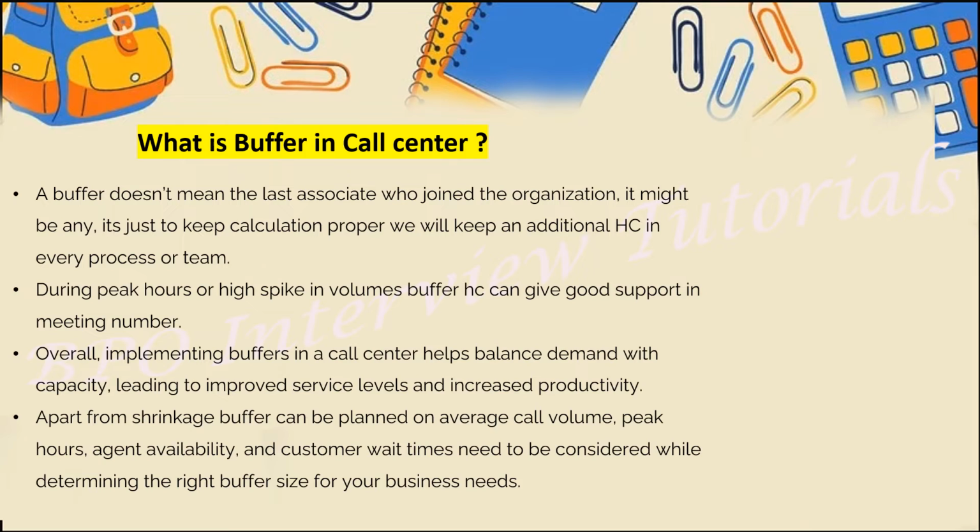I already told you, right? The buffer HC will support in the spike in the volume, and it will give good support in meeting the numbers. Sometimes the buffer is not selected on the basis of the shrinkage; it might be selected on the basis of the attritions, the spike in the volume, what the process strength and process pulse are, how we meet our targets, what the shift timings are, and whether we have seat utilization issues. Everything will be considered and then we can plan the buffer here.